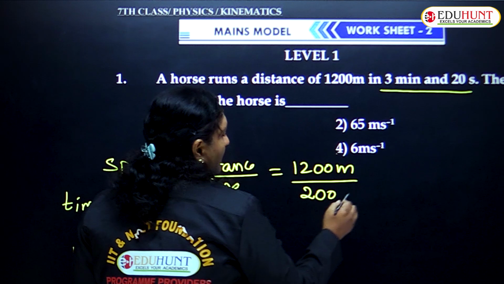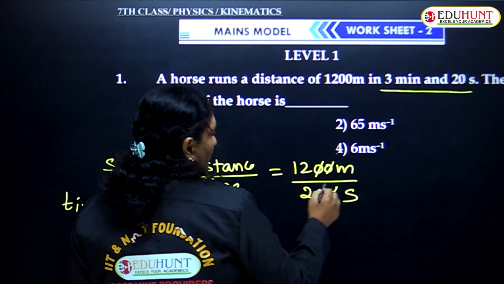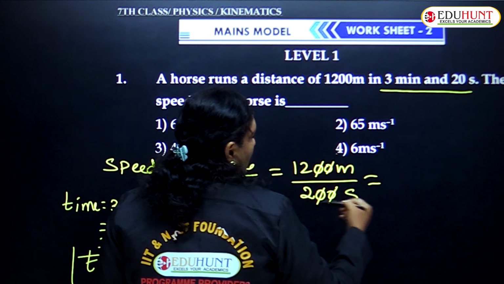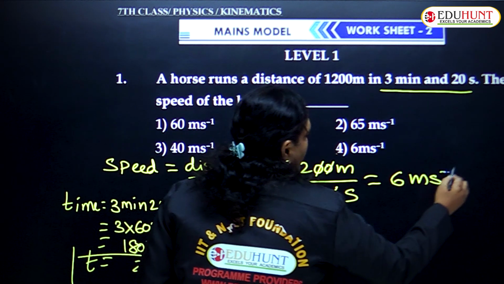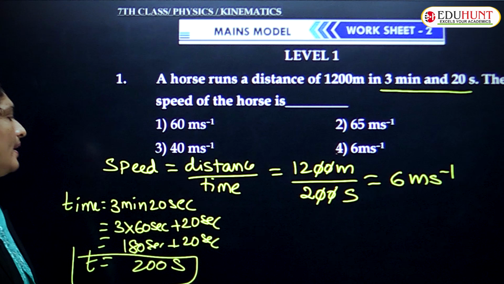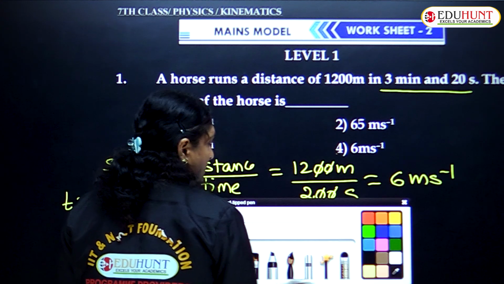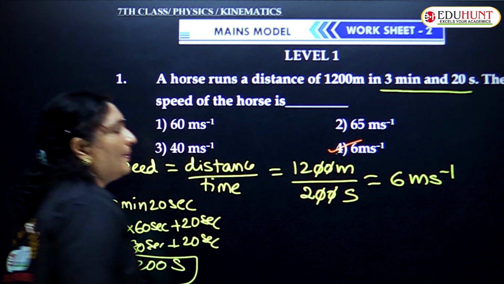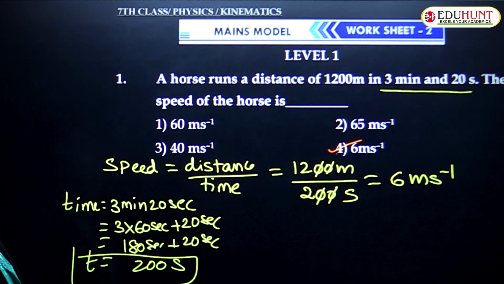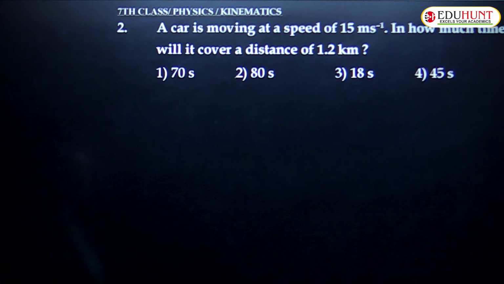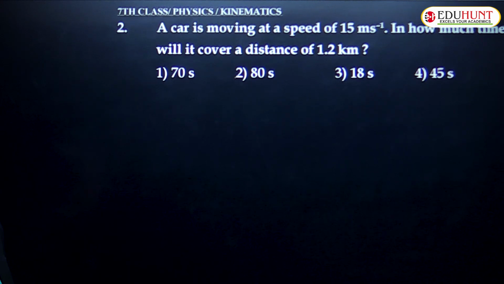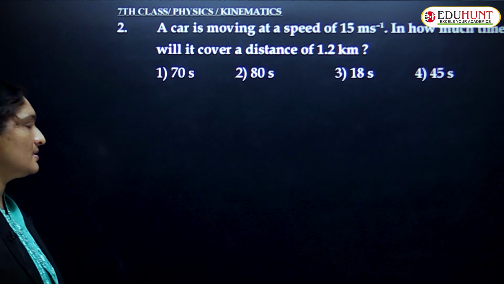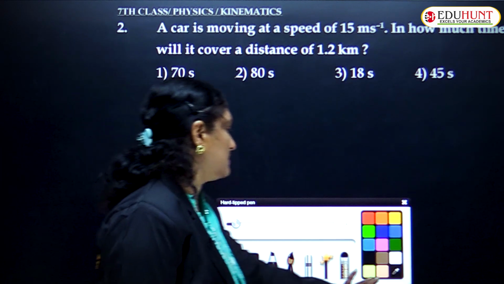So the time is 200 seconds. Speed is 1200 upon 200 seconds. Zeros cancel, so the answer is 12 by 2, which is 6 meter per second. It can also be written as m s inverse. Hence, your correct answer is 6 meter per second, the fourth option. Moving ahead. A car is moving at a speed of 15 meters per second. How much time will it take to cover a distance of 1.2 kilometers?